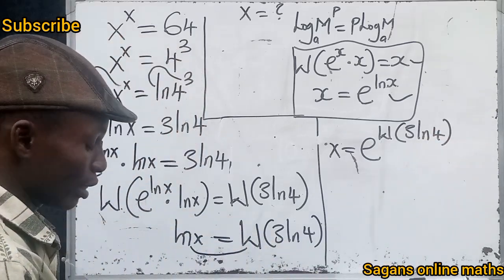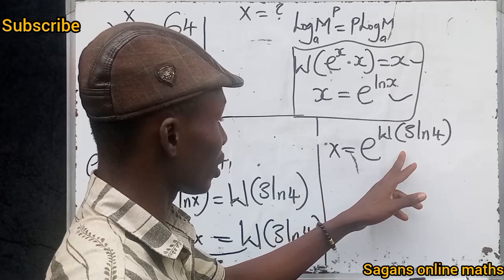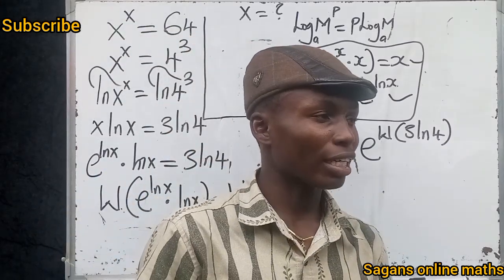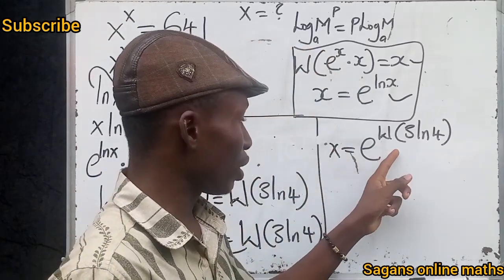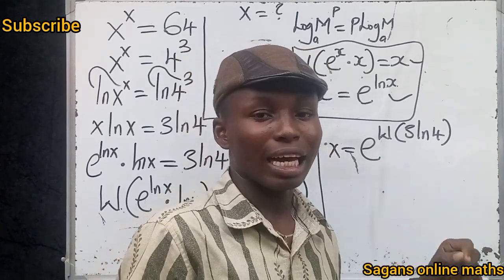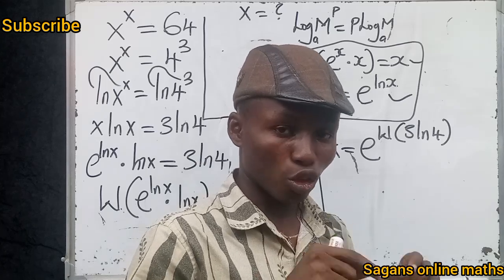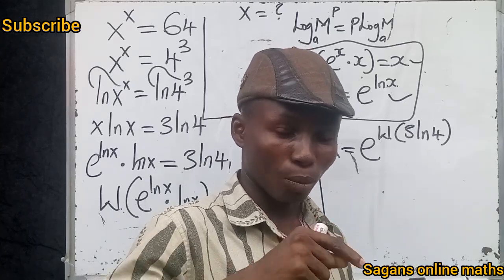Most calculators do not have this Lambert W function, but x is equal to this. And if you check, there's one calculator where you can plug this value in, and it will give you the result. Now what you have to do for me is to check the comment section of this video, because I'm going to drop that value there.